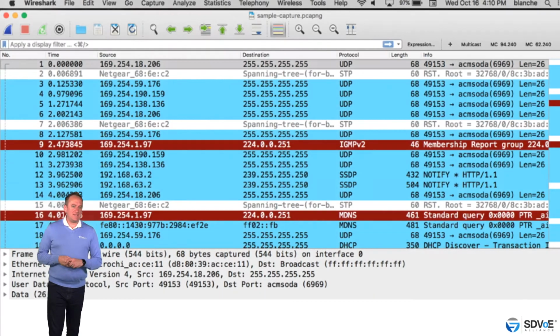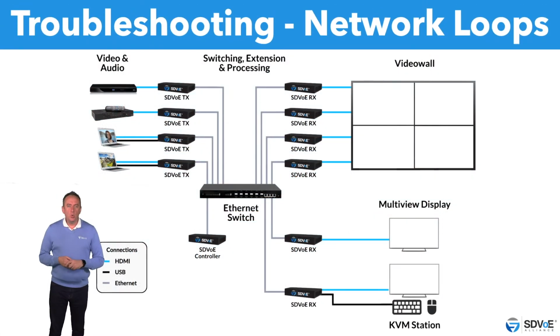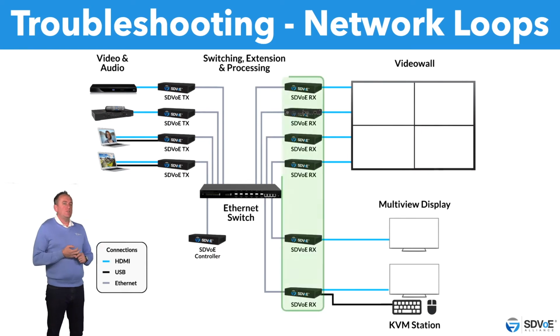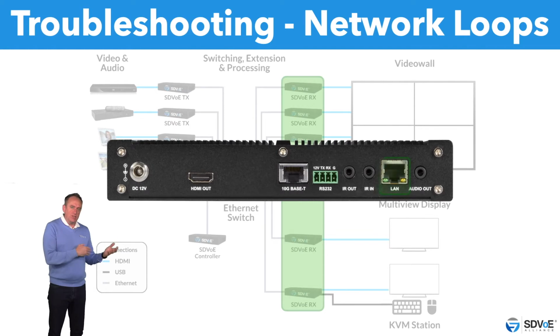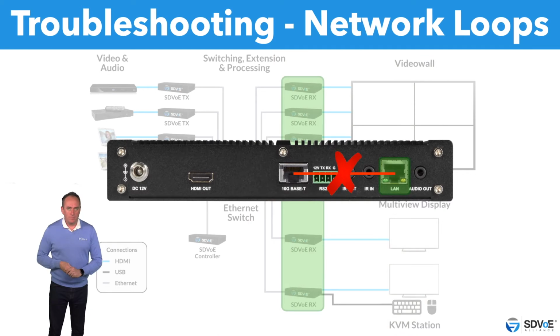Now that we've familiarised ourselves with a typical interface from the troubleshooting software, let's take a closer look at some of the most common network problems which can occur with video distribution. The first being a network loop. SDVoE receivers often include a 1 gig network port for attaching other devices. Now, if this port is somehow connected back into the switch, a network loop will be introduced and that will shut the entire network down.